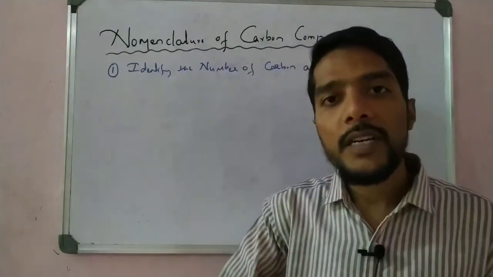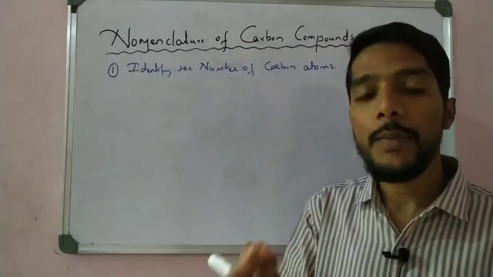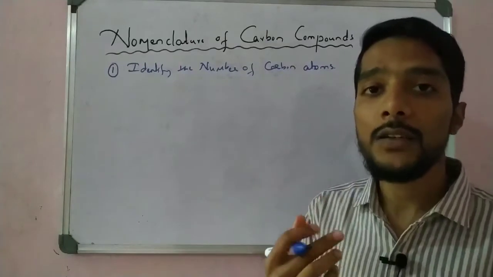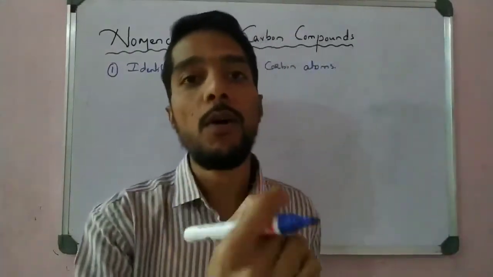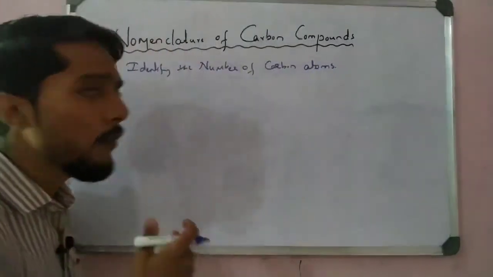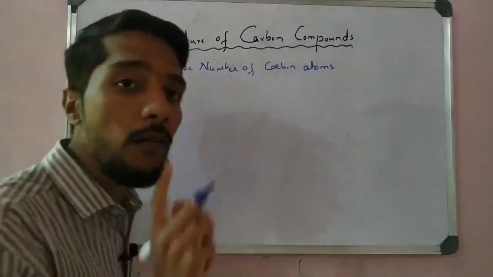If one carbon is present we say meth, if two carbons we say eth, and like that we get meth, eth, but, hex, depending on the carbon. So the first work is to count the number of carbons. That is method number one, and how we apply it we will see later in examples. Remember, first count the number of carbon atoms.